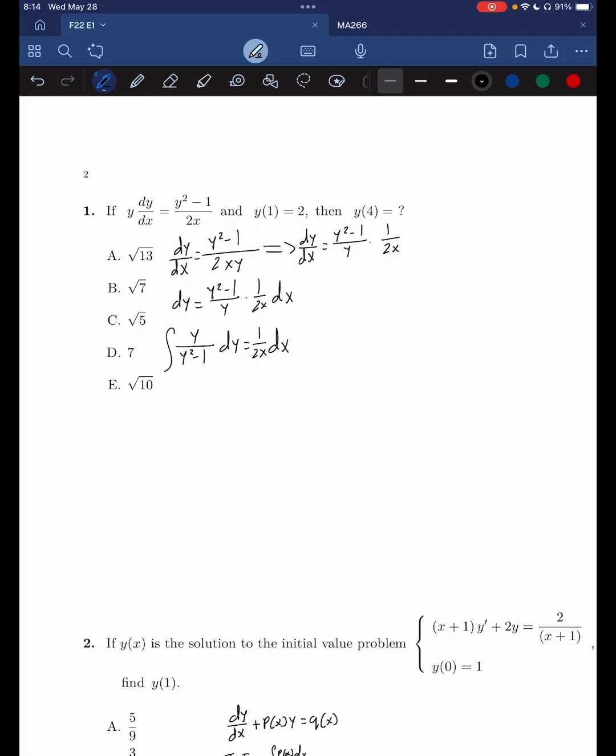Now we just integrate both sides. This top integral is a really standard u-sub integral. If I let u equal y squared minus 1, du/dy is equal to 2y, and therefore 1/2 du is equal to y dy. As we can see, we have a y dy up here and a y dy down there, so 1/2 du will just replace all of that.